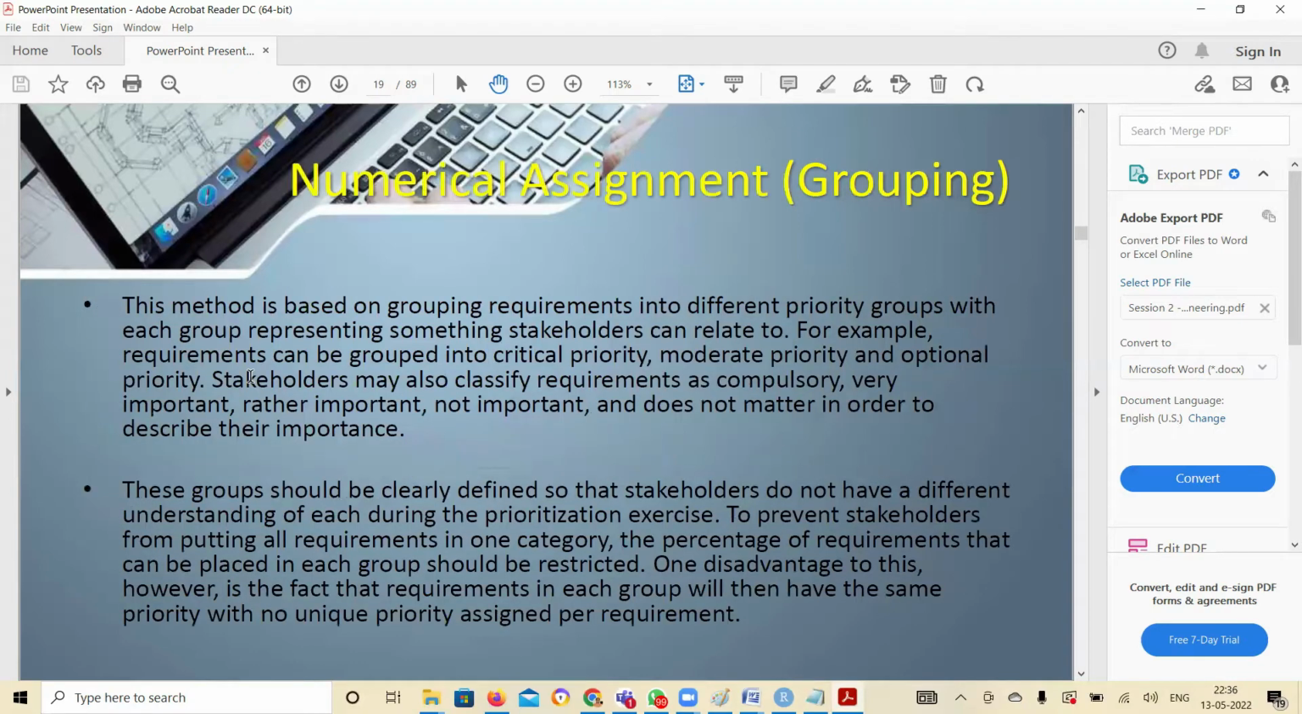The second method talks about grouping. It says, instead of ranking all from 1 to 20, which is difficult, let's rank them in groups. We call them group 1, 2, 3, 4, 5. Then we can agree that these 3 should go in group 1, these 3 should go in group 2, these 3 should go in group 3. This is called prioritization based on grouping. So if 3 requirements went into group 1, those 3 requirements are important.